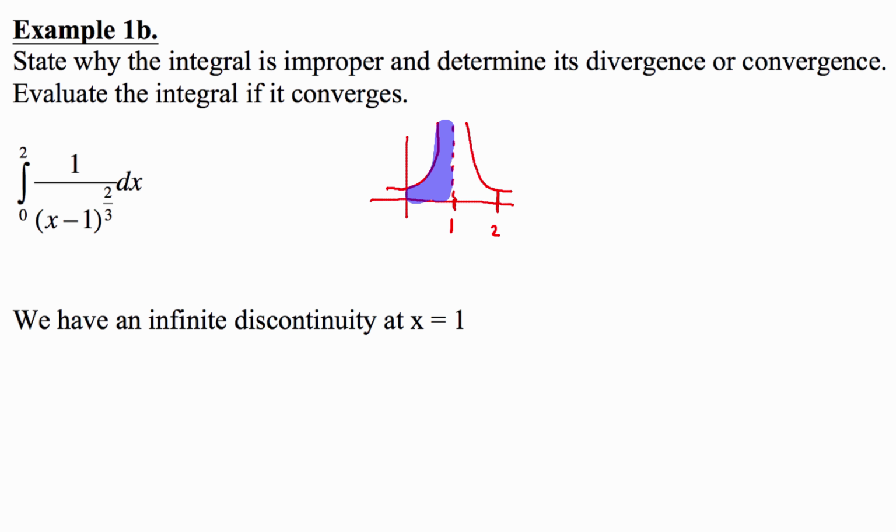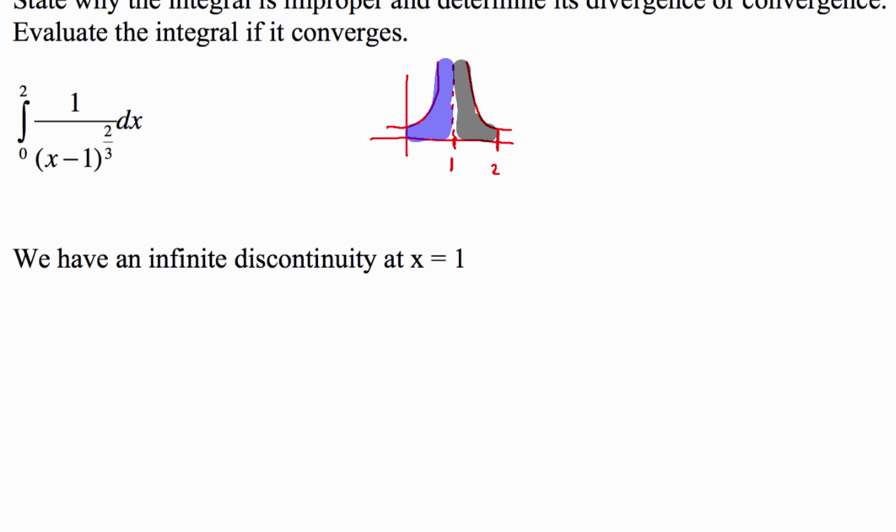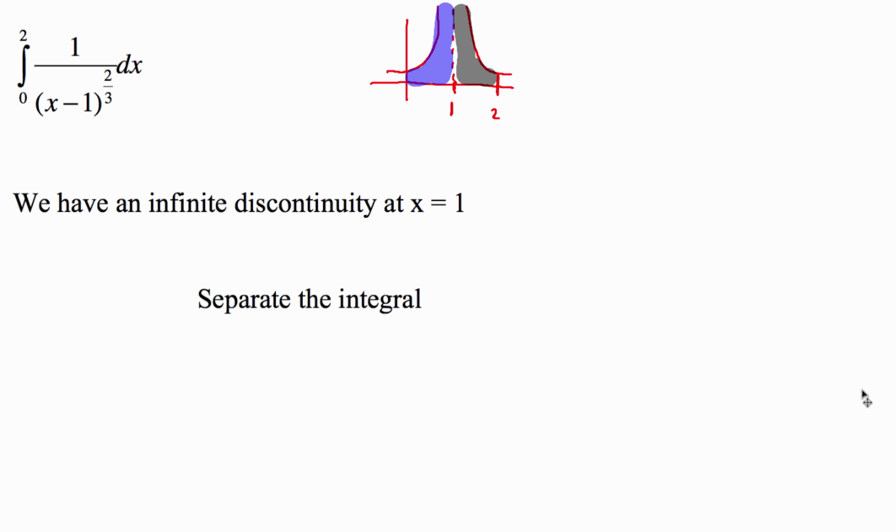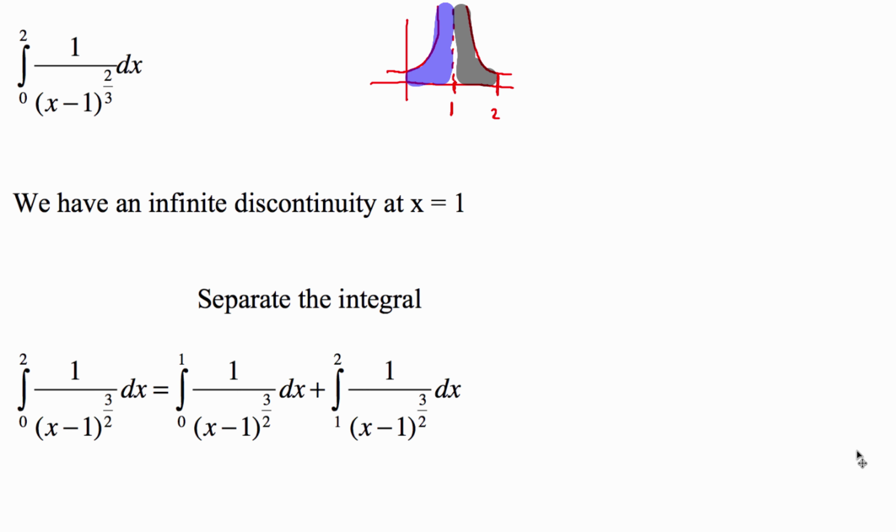So we're going to have two different pieces to look at. One is this left piece, and the other is this right piece. Both pieces shoot up forever and ever as you approach 1. Now we are approaching 1 from two different sides. Between 0 and 1, that's on the left side of 1, and between 1 and 2, that's on the right side of 1. So as we separate our integral, we're going to separate it into these two pieces, between 0 and 1 and between 1 and 2. That's the first step that you're going to want to show.